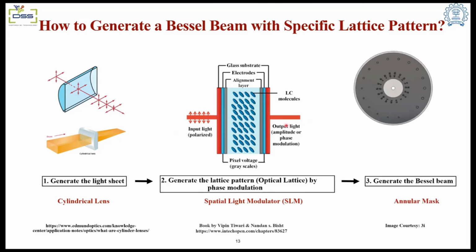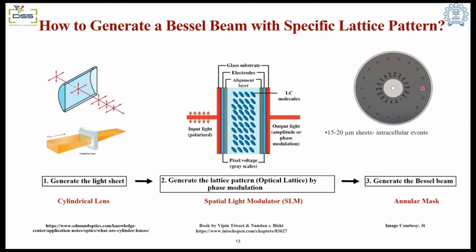And the next part is the annular mask. So this generates the Bessel beam. In this mask, there are some small holes, and all these small holes have different diameters. Why do we need this?